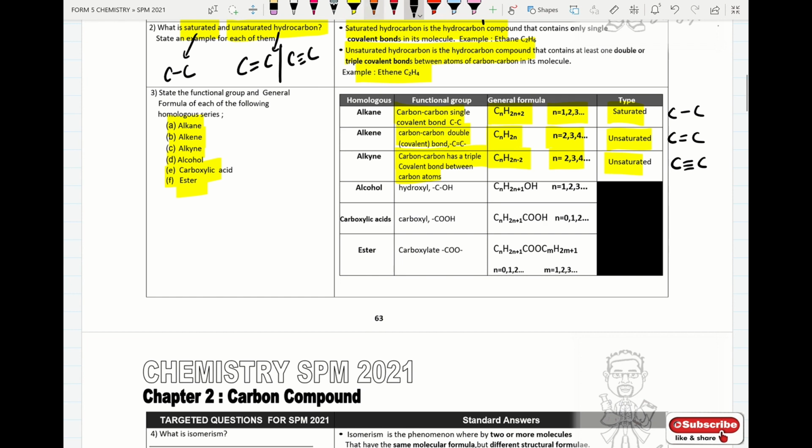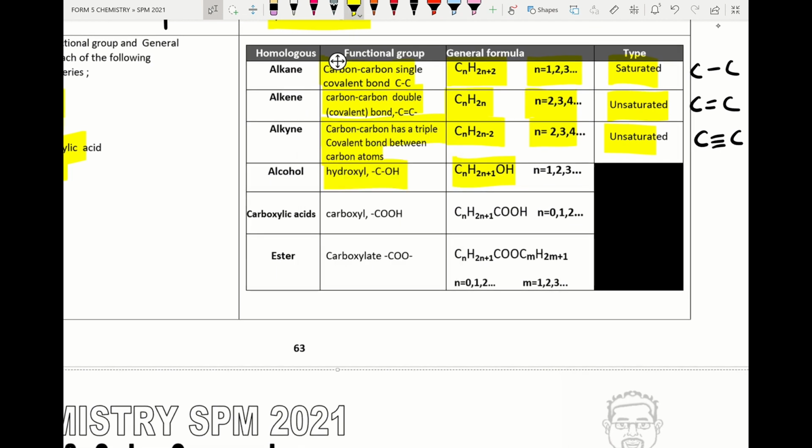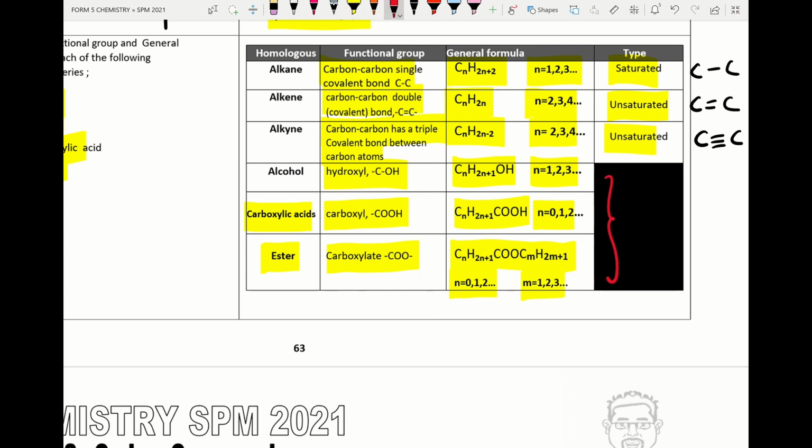All right, so alcohol, with hydroxyl group, is CnH2n+1OH, and n starts from 1, 2, 3 onward. Carboxylic acid, under the carboxyl group, is CnH2n+1COOH, and n starts from 0, 1, 2. And the last one is ester, a carboxylate compound, which is CnH2n+1COOCmH2m+1, where n starts from 0, 1, 2, and m starts from 1, 2, 3 onward. Please remember alcohol, carboxylic acid, and ester are known as hydrocarbon derivative compounds. So please memorize all these general formulas.